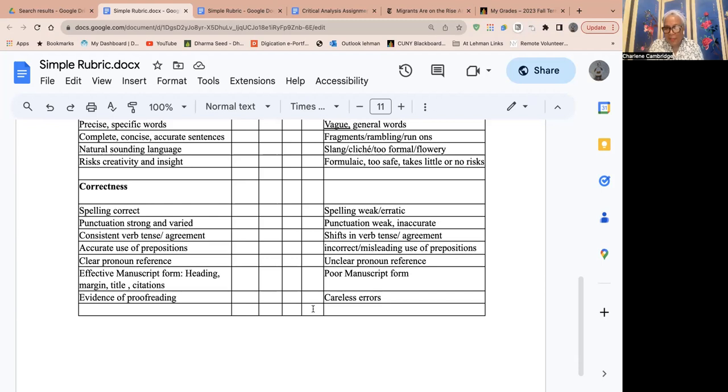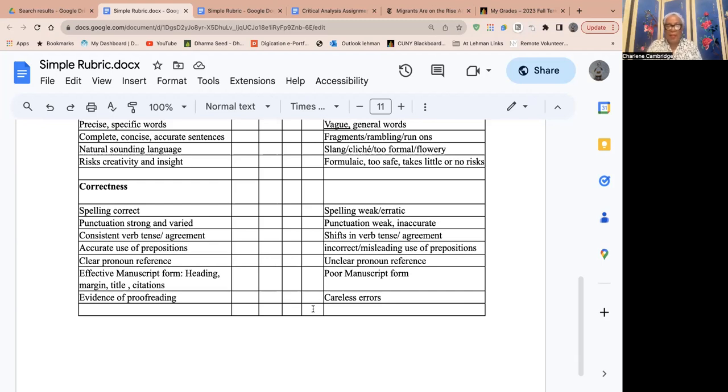So then there's evidence of proofreading and careless errors. It's obvious when you just finished the paper right on time to fall asleep, and then you woke up in the morning or you just hit send without even reading your paper. So the teacher's the first person to read your paper. Can't be upset about your grade if you didn't read the paper. How do you know you wrote a good paper?